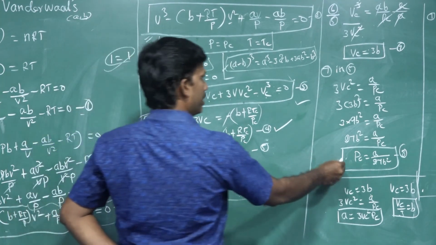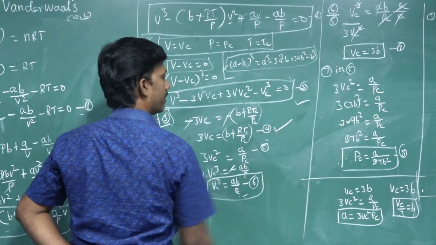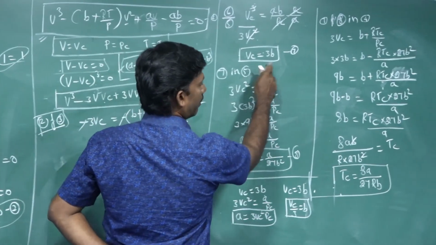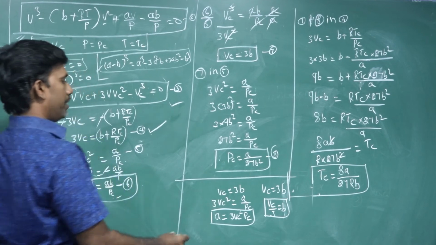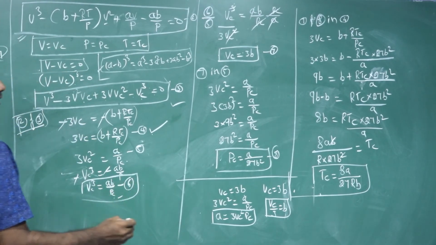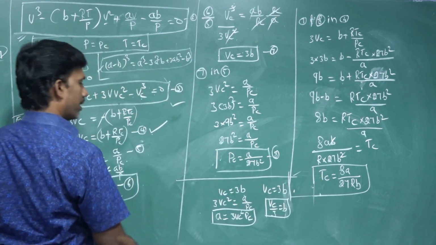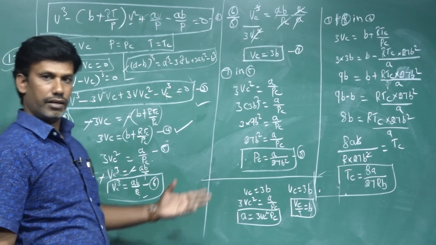By using the Pc and Vc values, you substitute in any one of the equations, most probably equation number 4, and you may get the Tc value. So finally we got Pc, Tc, Vc. This is our form, we got it. From Pc, Tc, Vc we can also get a and b. a and b are the van der Waals constants.